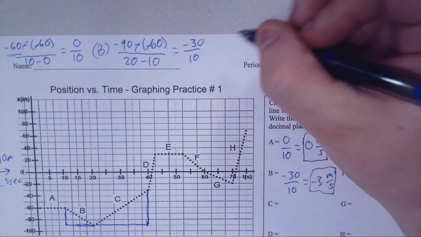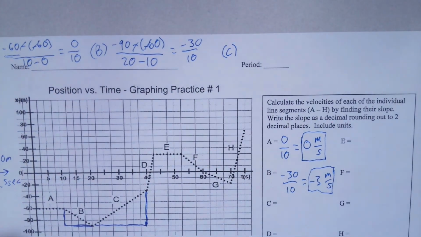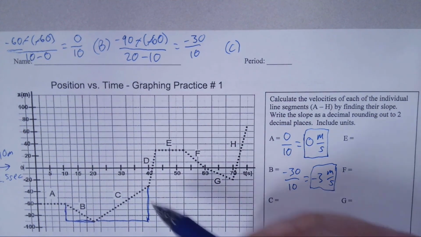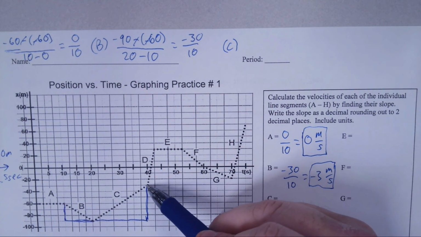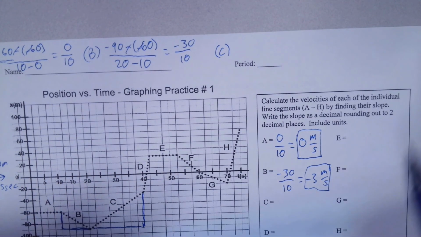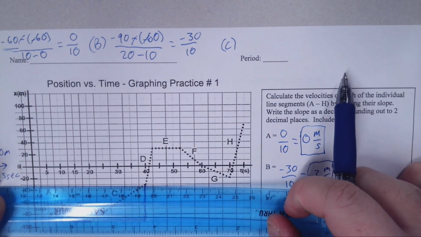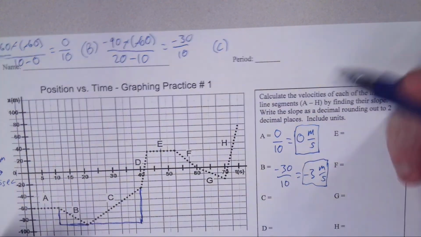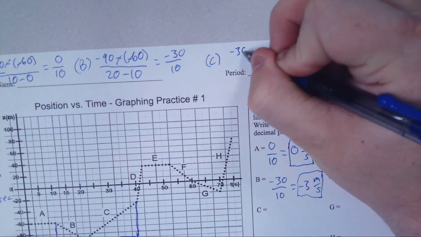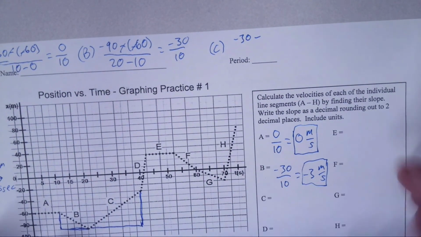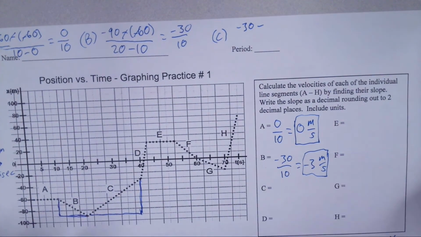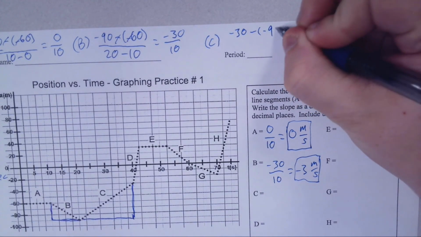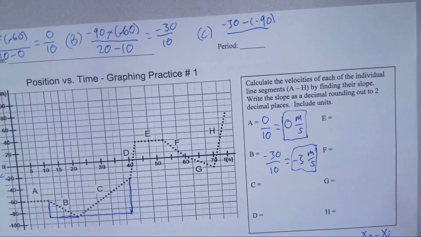So for C, what is my final position here? It's close here, but if we look at it, negative 30, because it's negative 20, then negative 30, negative 40, so negative 30 minus where we were here, we started, which was negative 90. You're going to start seeing kind of a pattern, especially when you write your workout side by side.